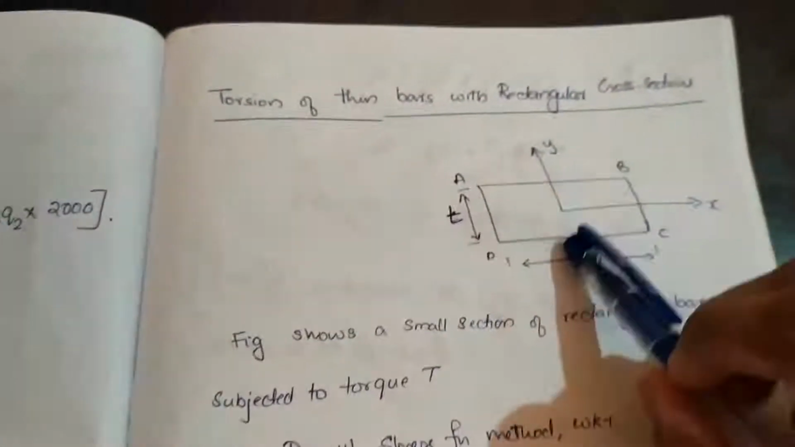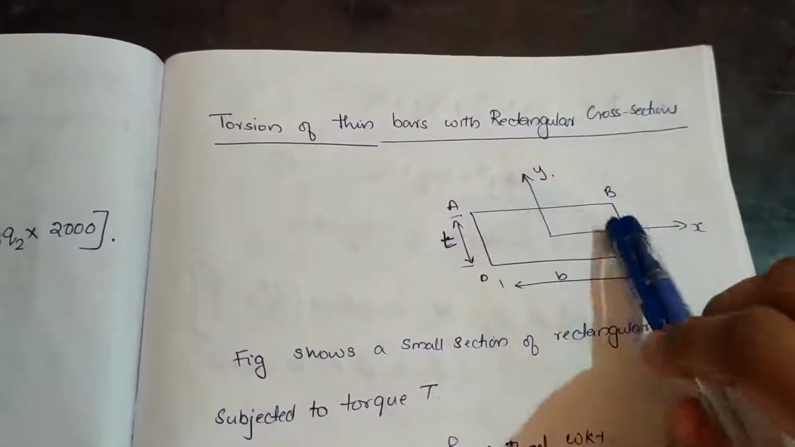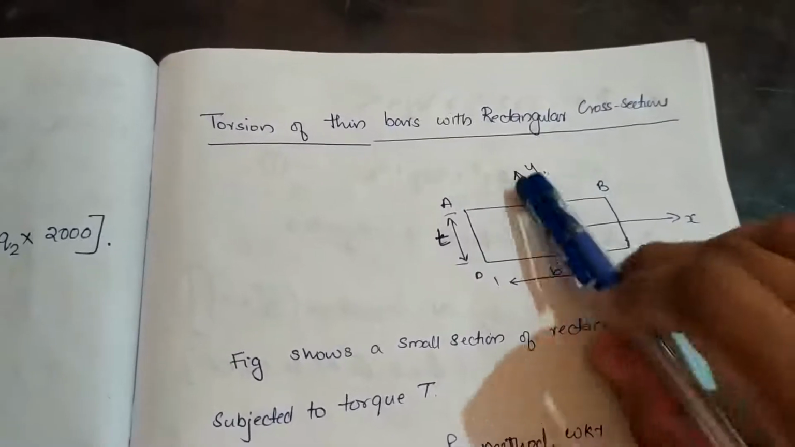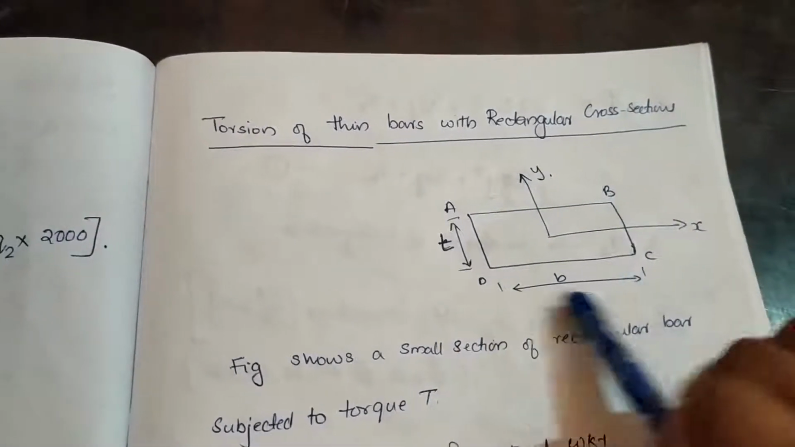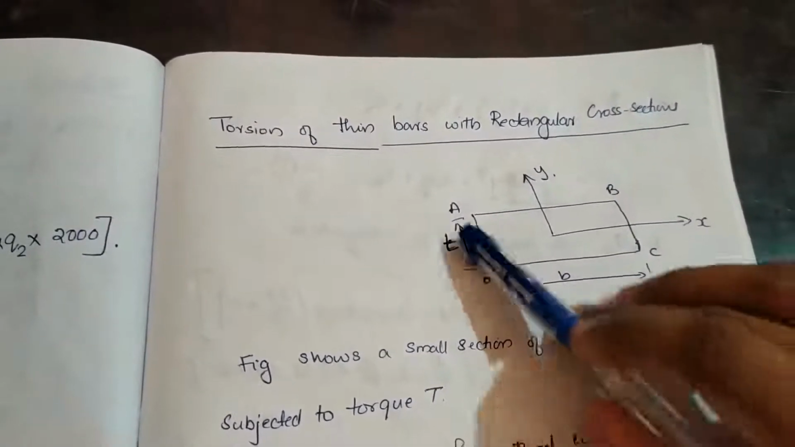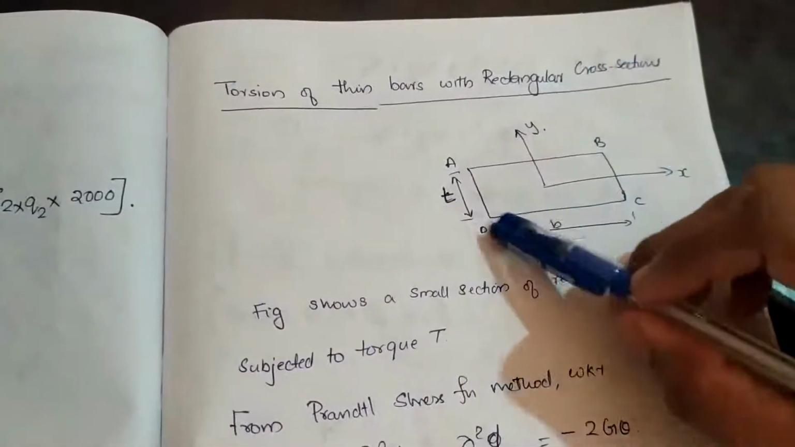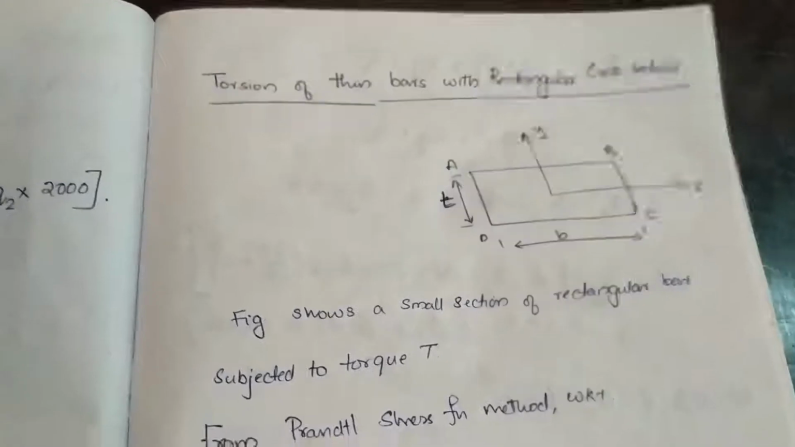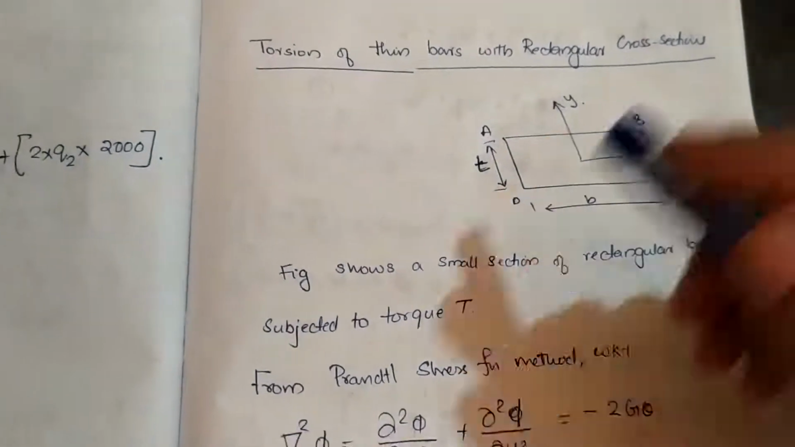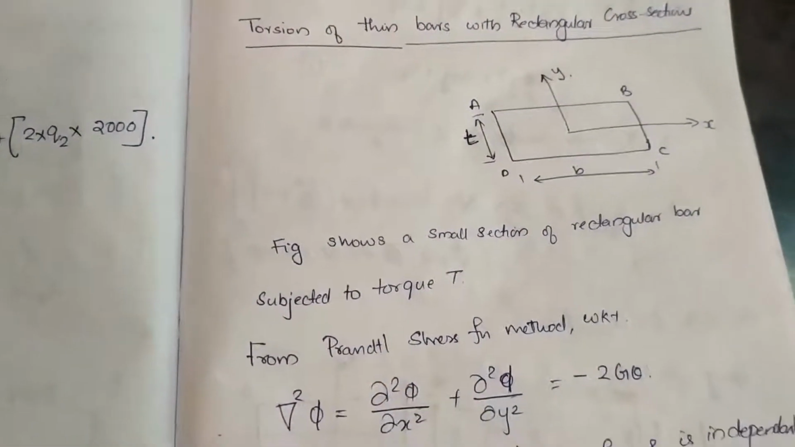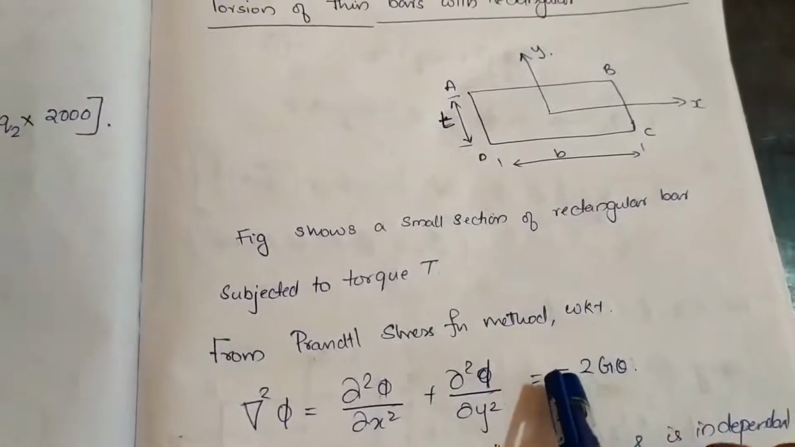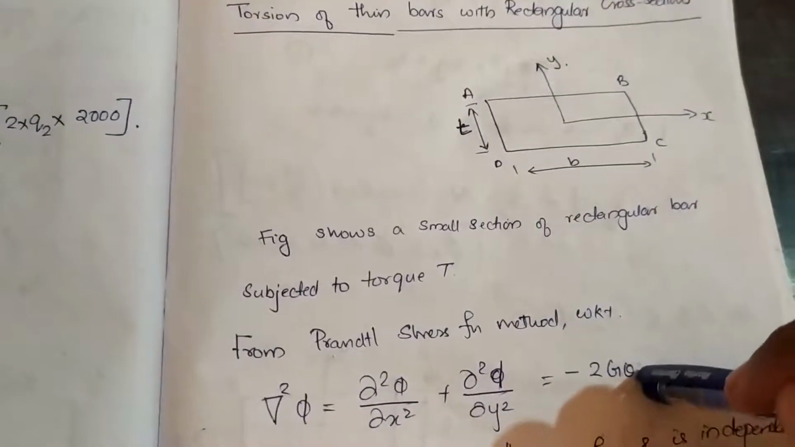So if you consider a section, this is the x and this is the y axis, length is b and thickness is t, then this section has undergone a torque T. So from the Prandtl stress function, you know that del square phi is equal to minus 2 G theta.